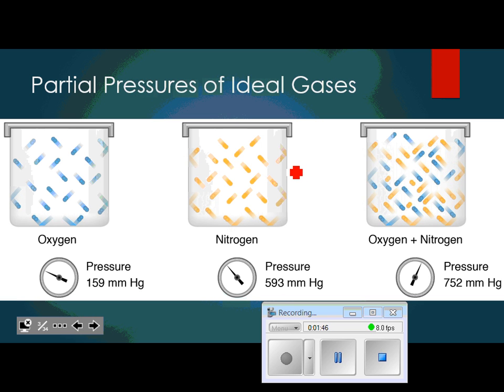So partial pressures refer to the pressures of individual gases in a mixture. For example, in this picture, if I asked you to find the partial pressure of nitrogen, I want to know what's the pressure of these gold molecules in the mixture, or what's the partial pressure of oxygen, what's the pressure of just the oxygen in this mixture.